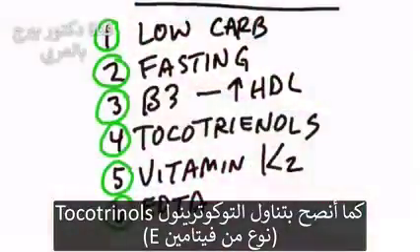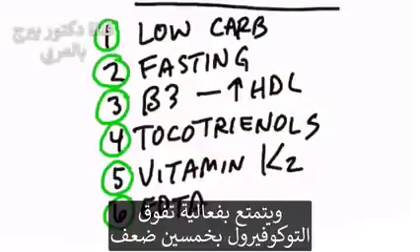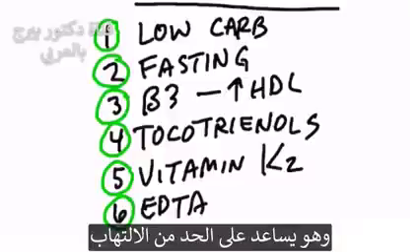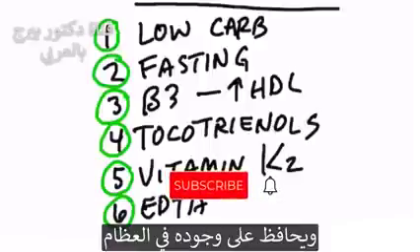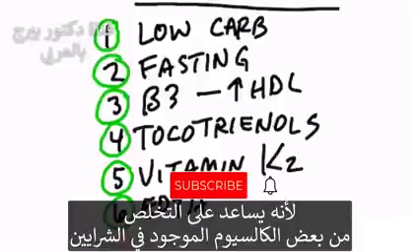And then the next one I would recommend is tocotrienols, because that is going to protect the inside of the arteries against free radicals. It's 50 times stronger than the tocopherols. Tocotrienols are a type of vitamin E. So that actually will help you reduce inflammation. And then I would take vitamin K2. Vitamin K2 helps to mobilize calcium out of the arteries, and it keeps it in the bone. And lastly, I would take a chelator. It's called EDTA. That can help remove some of the calcium inside the arteries.